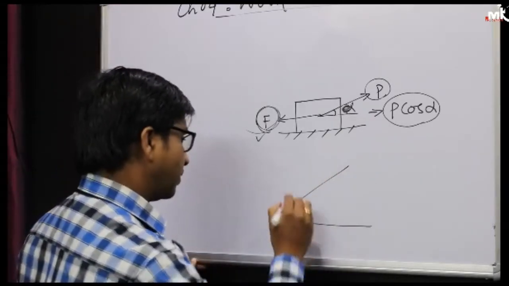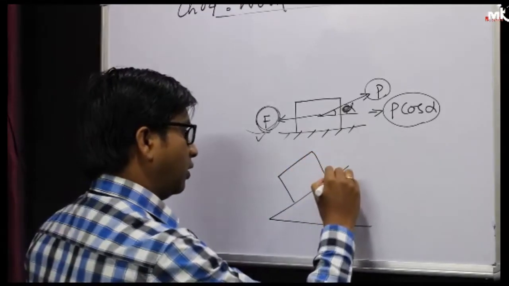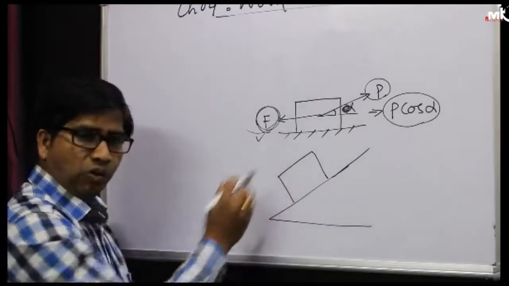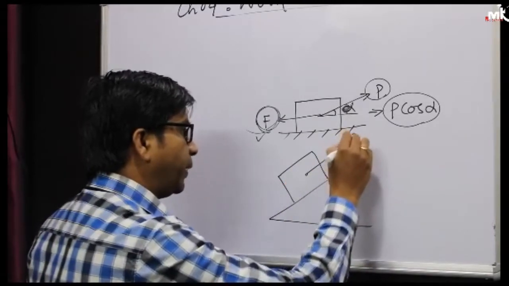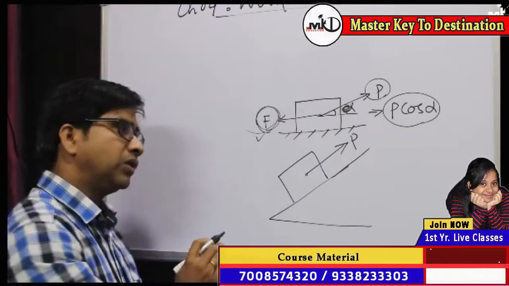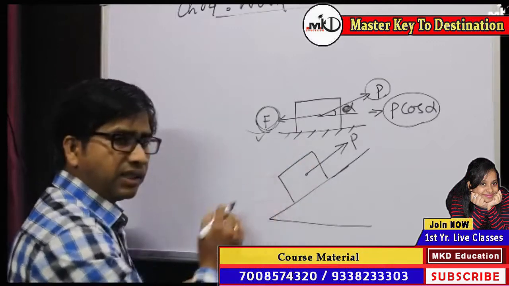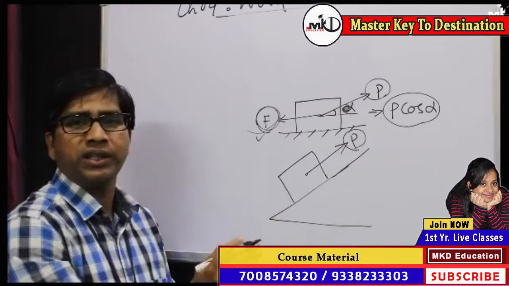Suppose there is an inclined plane and there is a body on it. The body is slipping downward and we are providing some force, applied force P, to keep the body in equilibrium. Let's say the body's motion is downward, so we apply force P to keep the body in equilibrium.